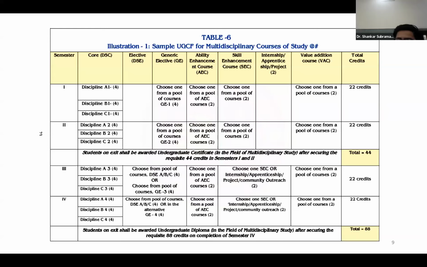And at the end of the second semester, the student will be accumulating 44 credits. And like before, the student will be eligible for an undergraduate certificate.